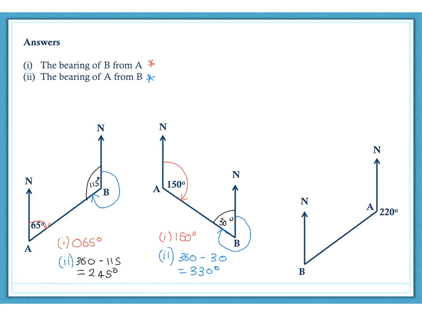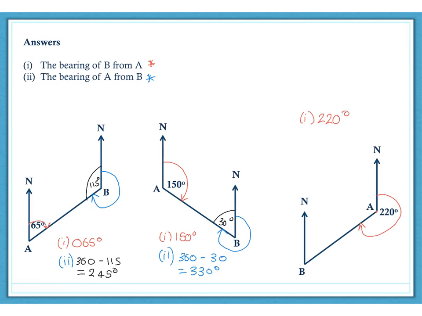And the last question, the bearing of A from B and the bearing of B from A. If we start with the bearing of B from A, that means we're starting from A's north line, we're going round like this, so the answer is 220 degrees for part 1.